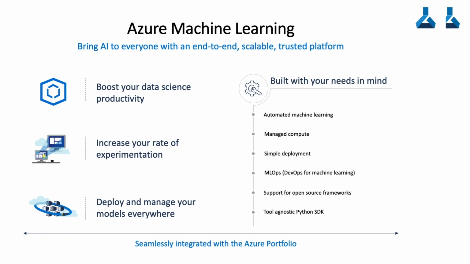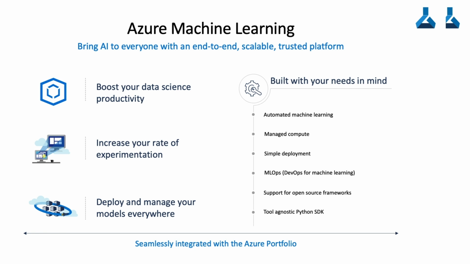The most important part about Azure Machine Learning is its capabilities around comprehensive model management. You can deploy and manage your models everywhere. So you have Docker containers to deploy models in the cloud, on premises, or at the edge. So there's a great amount of flexibility in how you are able to leverage your models.